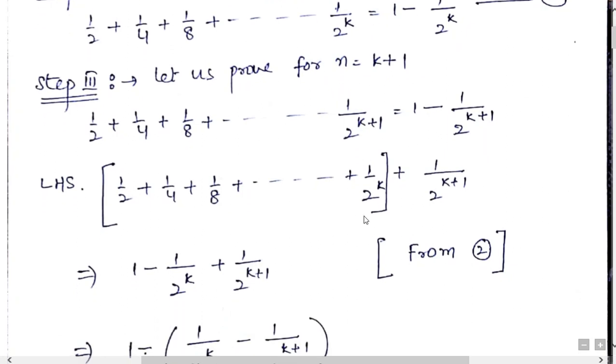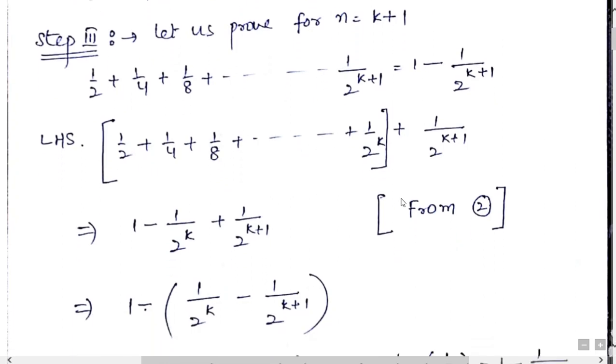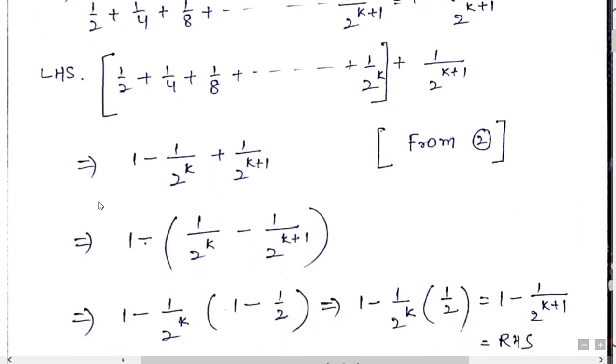Then as per the previous questions, you have to write the second last value. Clearly you can write 1 over 2 raised to power k, because in the first term 2 raised to power 1, then 2 raised to power 2, 2 raised to power 3, only a gap of 1 is there. You can write easily 2 raised to power k. Then for this series you can write 1 minus 1 over 2 raised to power k. It's from step number 2.